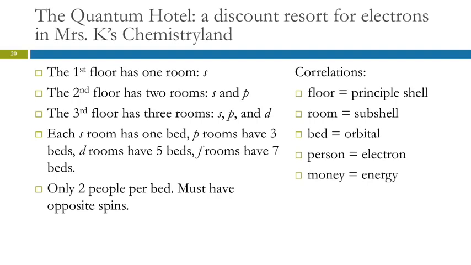You can only put 2 people in a bed, right? So the people are like the electrons. And so when you put the people in this hotel, you can't have more than 2 people sleeping in a bed. You could have 1. There can be empty beds. And then the opposite spins.